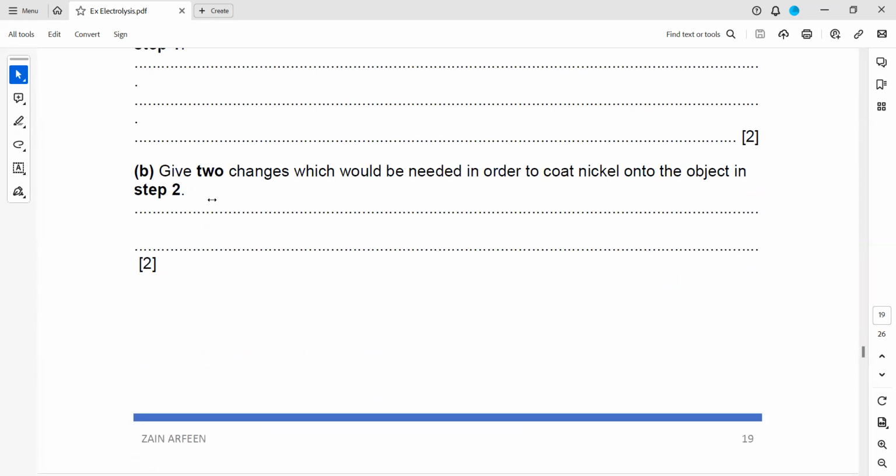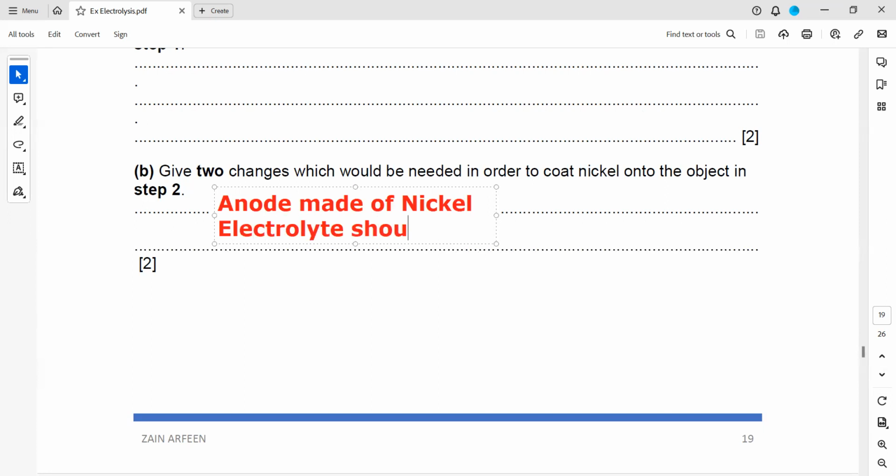So what changes should we make? The anode made up of nickel and the electrolyte should be a nickel salt. Nickel sulfate, or nickel nitrate, because all nitrates are soluble, so you can say nitrate. So if you want electroplating, the anode and the solution both should be made up of the same material.